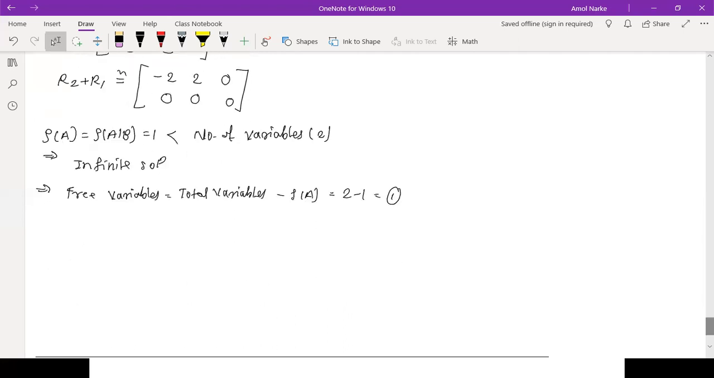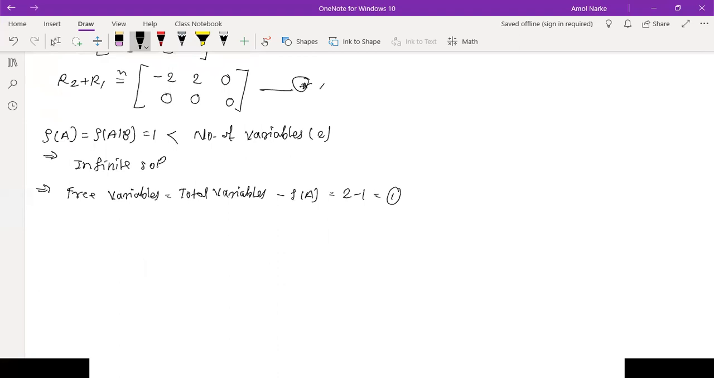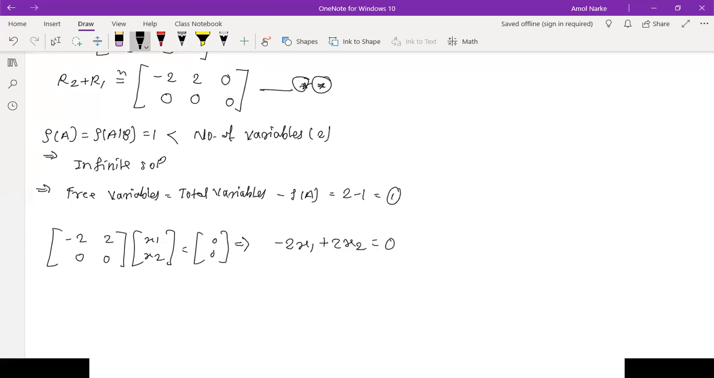And the corresponding equation you are going to write down, so I can call it double star. From that, what I'm getting here is minus 2, 2, 0, 0, and then my corresponding vector, and I'm getting 0, 0. So from this, I'm getting minus 2x1 plus 2x2 equal to 0. But one is a free variable, so I can substitute x2 as t.